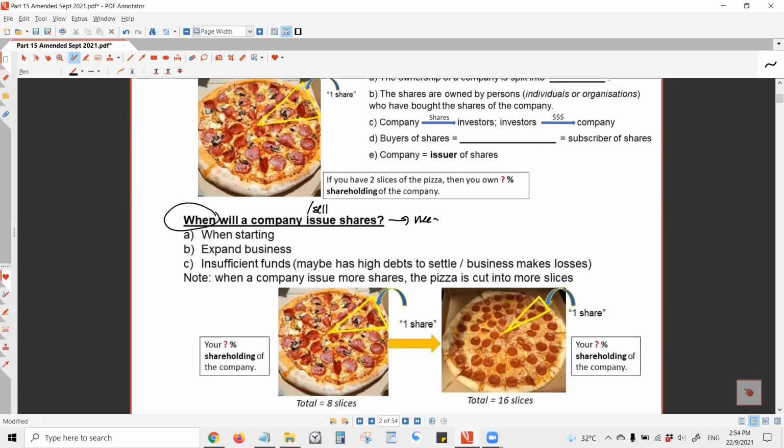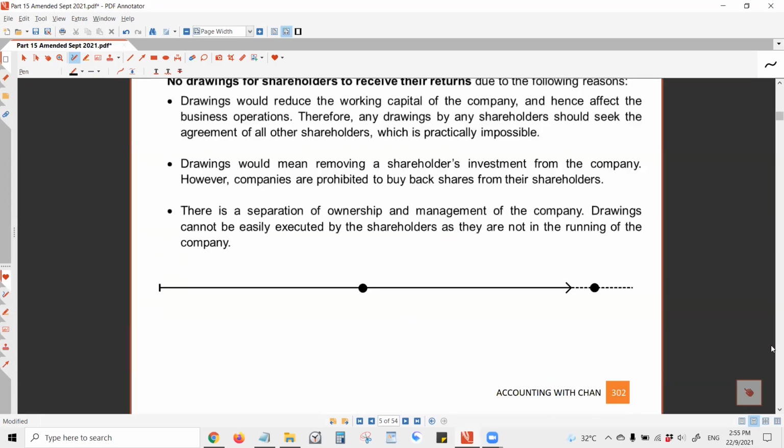When they need money. When do they need money? When they are starting the company, or when the company wants to expand their business, or when they have insufficient money in the business, having a lot of liabilities, or they have been making losses. Very easy. When will a company issue share? When the company needs money. Now get back to that question. We focus on that.